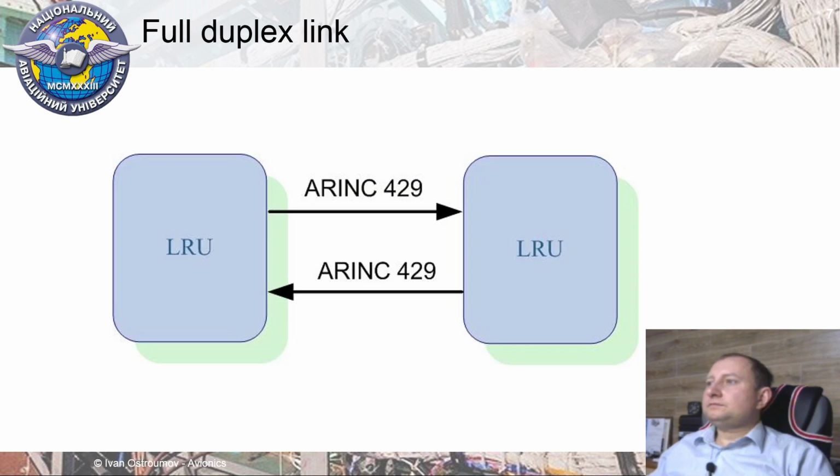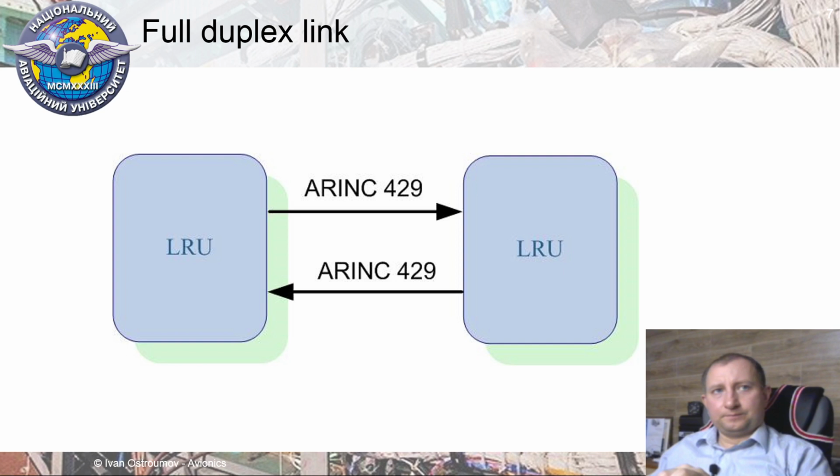If we would like to organize a duplex connection, we should use two ARINC 429 buses, because in ARINC 429 we can transfer the data only in one direction. To support the opposite data bitrate, we require one additional ARINC 429.